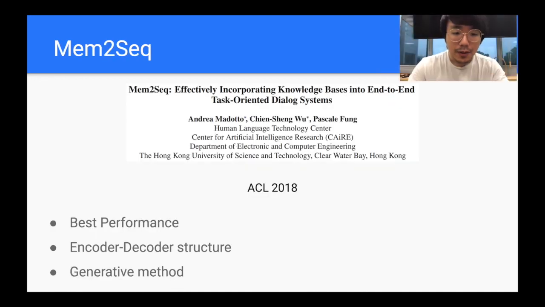We chose this paper on the Mem2Seq system for replication. The Mem2Seq model had the best performance among other models, and the system has an elaborate encoder-decoder structure that we wanted to make improvements to. Also, the system is unique in that it is based on generation, unlike other methods and systems that usually approach the task as a classification task.